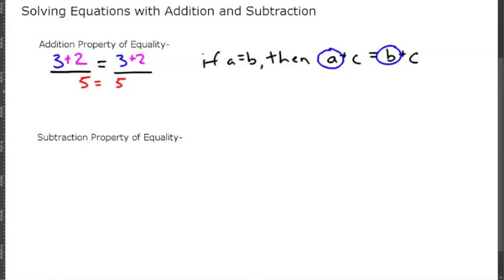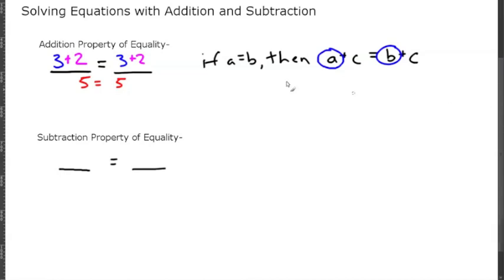Let's look at the subtraction property of equality. Just like the addition property of equality, it states that if you're given an equation and you have the same number on both sides of the equation, if you subtract one number from this side and you subtract the same exact number from the other side, the left side of the equation is still going to be equal to the right side of the equation.